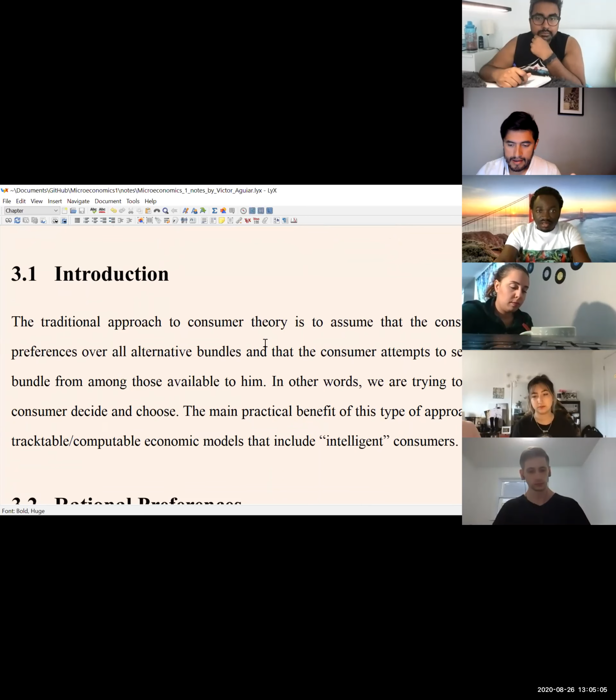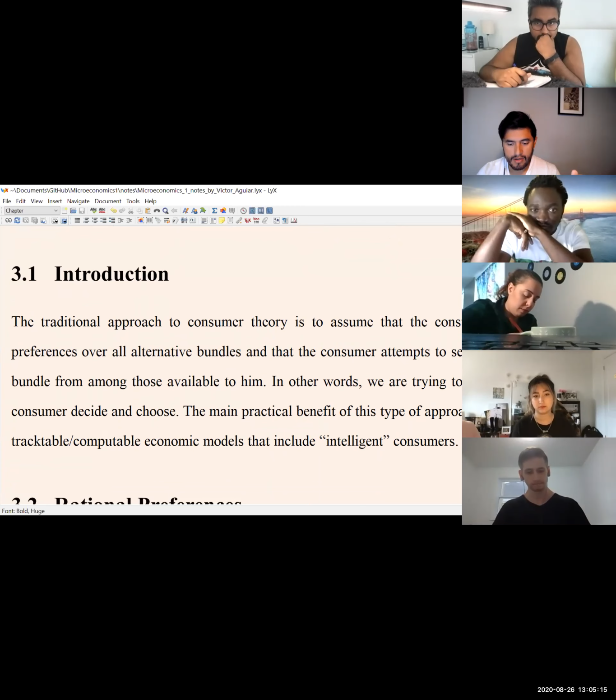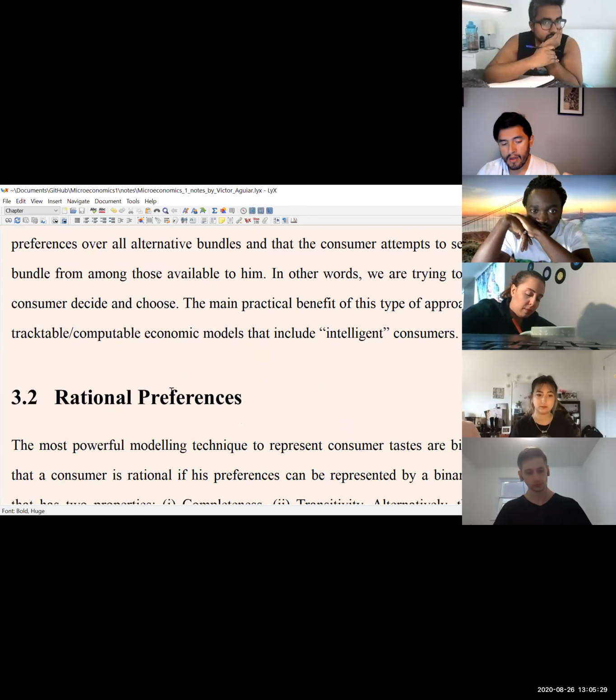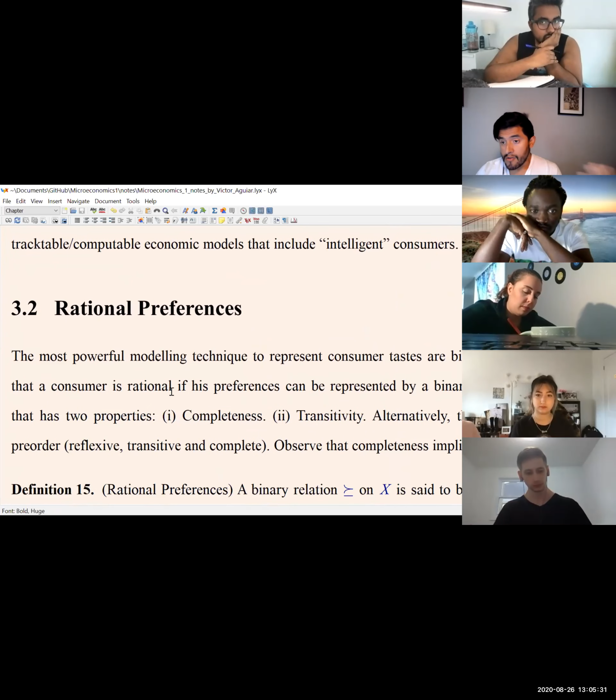Basically the idea is that the consumer has well-defined preferences over all possible alternatives. So the consumer knows what they like, so they can rank any possible pair. And in particular, they also have this form of consistency, which means you can be called intelligent agents. We're gonna qualify what we mean by that. So this is an interesting approach to modeling behavior.